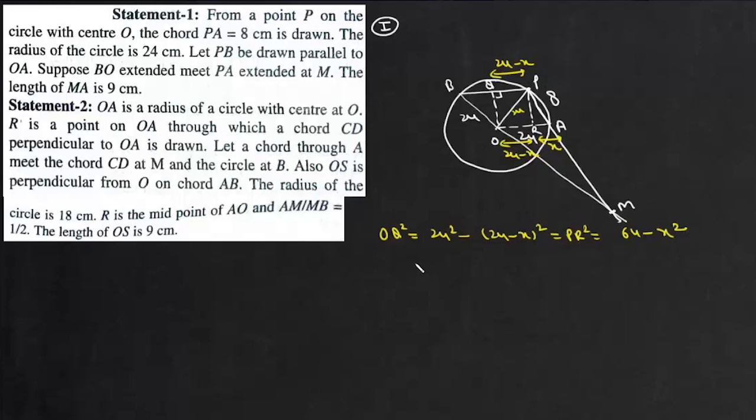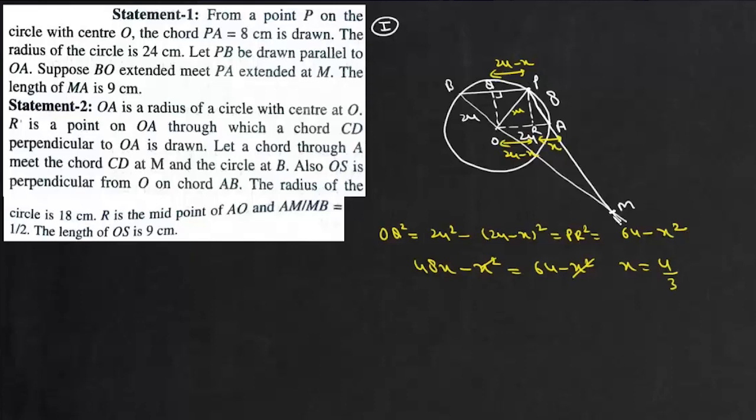Now it'll be 48x minus x square, and that'll be 64 minus x square. So this x square will cancel. So this x will be 4 by 3. So value of x is 4 by 3.